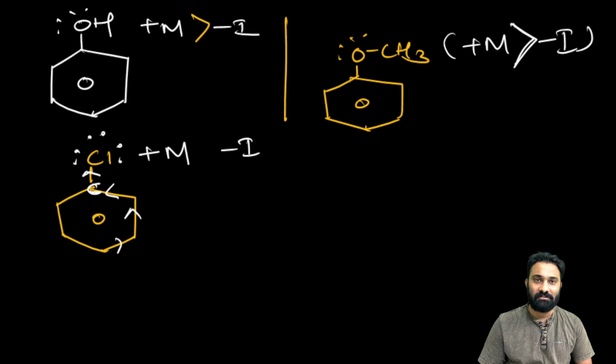Many students have a misconception and get confused in this chlorobenzene only. Oxygen shows the plus M as well as the minus I, but the plus M effect is more dominating. Here, in the methoxy group, plus M and minus I, the plus M effect is more dominating. But for chlorobenzene, plus M and minus I, which is more dominating?